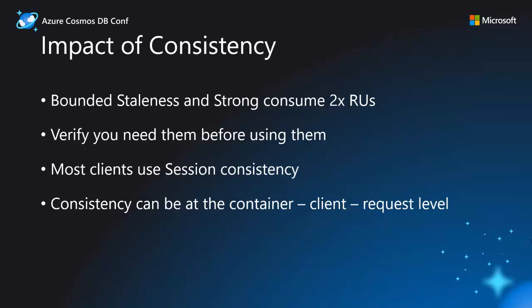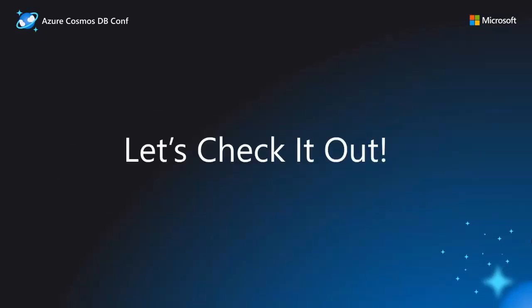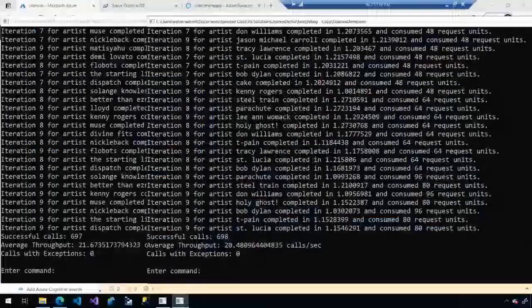Otherwise, you might be consuming double the RUs when you don't actually need that type of stronger consistency. Most clients use the session consistency, which basically says that you will be able to immediately read your own writes in your own session. And keep in mind, consistency can be set at the container level. It can be at the client level. You can even override it with the SDK at the specific request level. So you have lots of flexibility to really make sure that you're using the consistency level that you need for your specific operation. So let's check that out as well real quick.